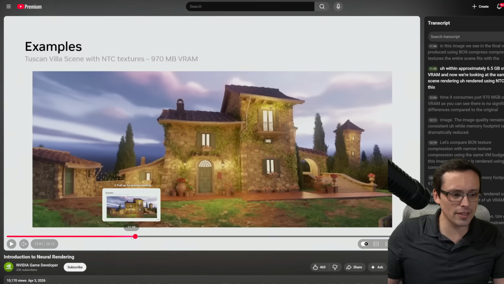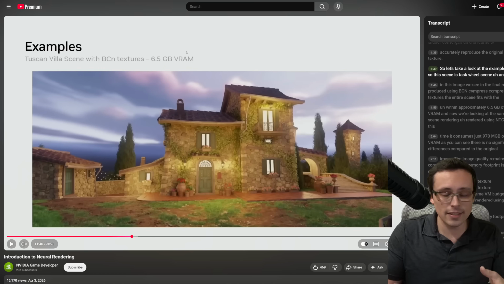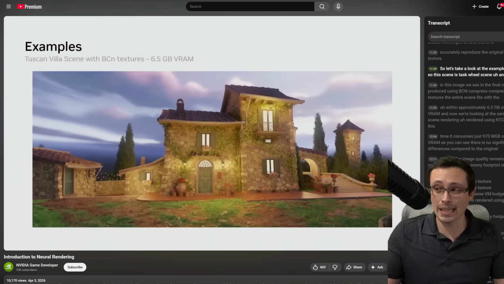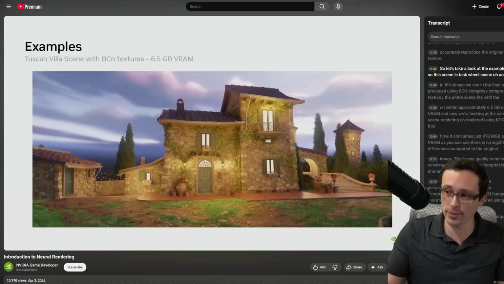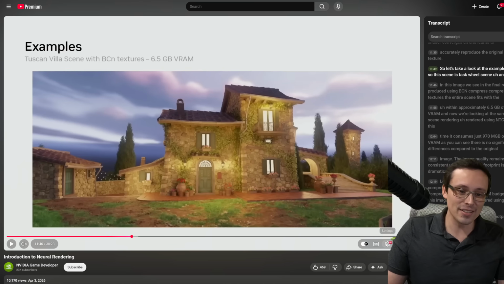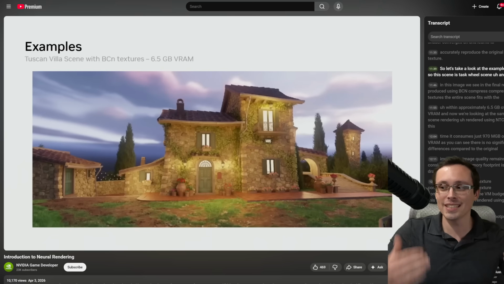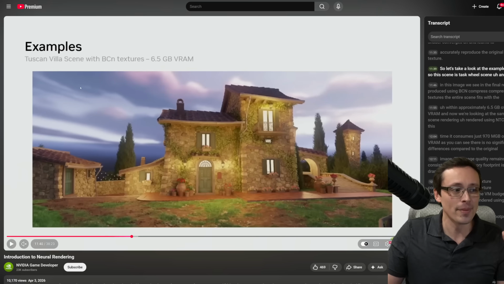Now, this has some interesting demos given. So they showed the difference between using BCN texture compression, which, I'm not a game developer, my understanding is that is a pretty standard texture compression technique. And this video unfortunately is only 1080p, so it's not super high quality, because even if your image is only 1080p, if you upload at 1080p, YouTube kind of kills the bitrate a bit, but whatever. Anyway.